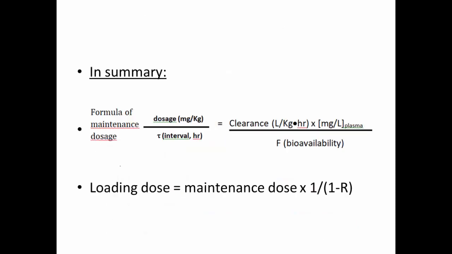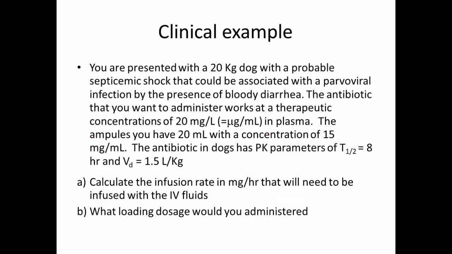So in summary, the formulas that we can use to calculate the maintenance dose and the loading dose are shown here. Clearance multiplied by the concentrations in plasma at the steady state will give us the maintenance dose in milligrams per kilogram per hour. And the loading dose can be calculated by dividing that maintenance dose by 1 minus R. As I mentioned earlier, R is the fraction of the concentration that will be left after the end of the time interval has elapsed. So now let's put this in practice with an example.